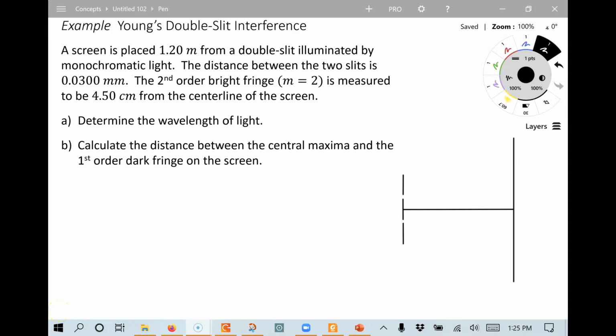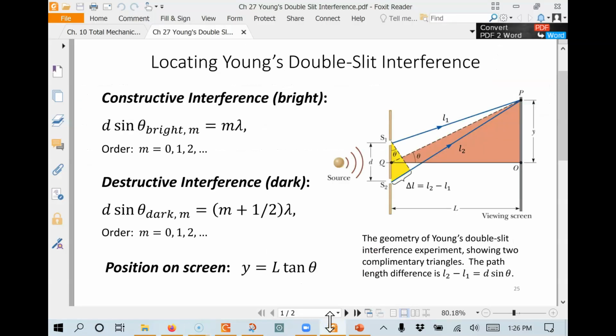Hi, this is an example problem on Young's double slit interference from chapter 27. Pause for a moment to read the question. So with Young's double slit interference, I've drawn a setup here, and here are some notes that we can use to figure out the conditions for constructive and for destructive interference.